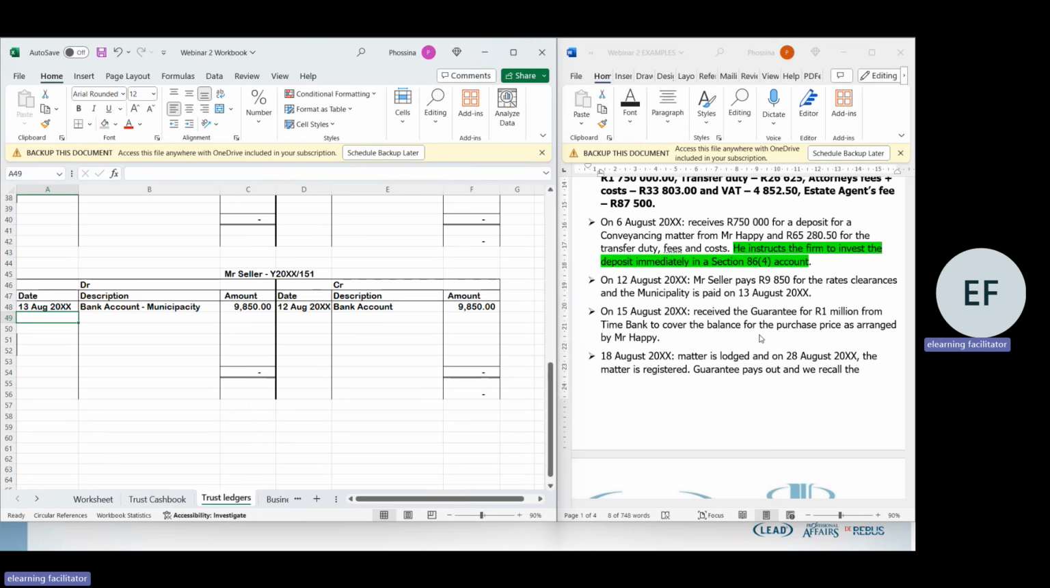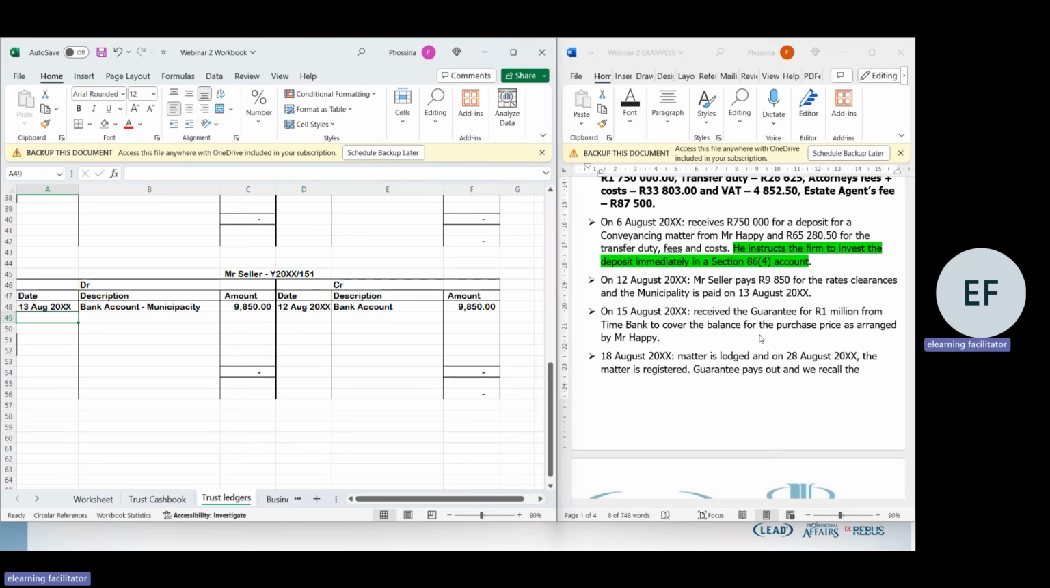Okay, so with a guarantee, it is not movement of money. We do not per se record it. It's a document that we keep in place. We inform all the other parties to say, okay, we can see their guarantees. We can proceed with the matter.